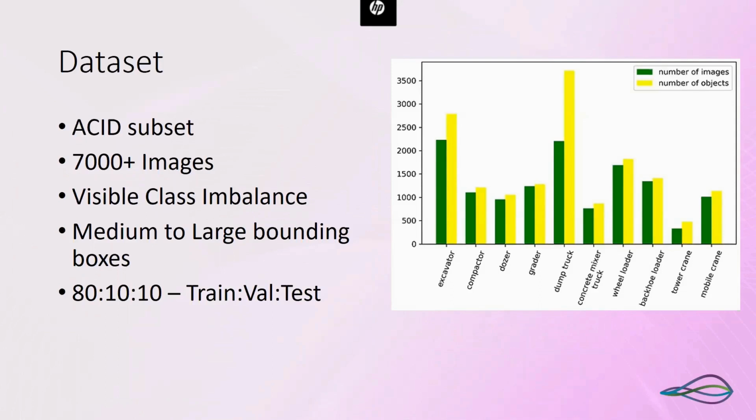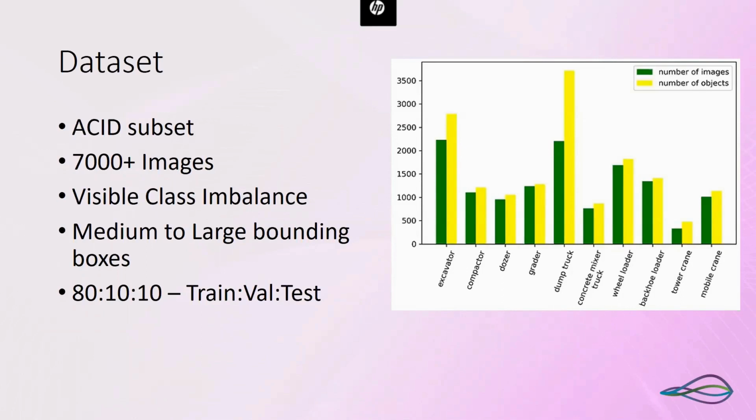There are a few observations I would like all of you to notice. There is a visible class imbalance. Excavator appears a lot more on construction sites, and especially in this dataset, compared to mobile crane or tower cranes. So that is one of the problems that we will be addressing through our model.